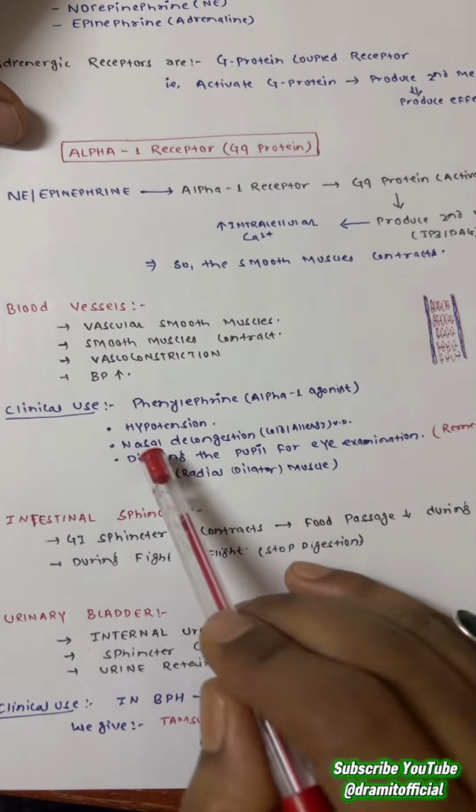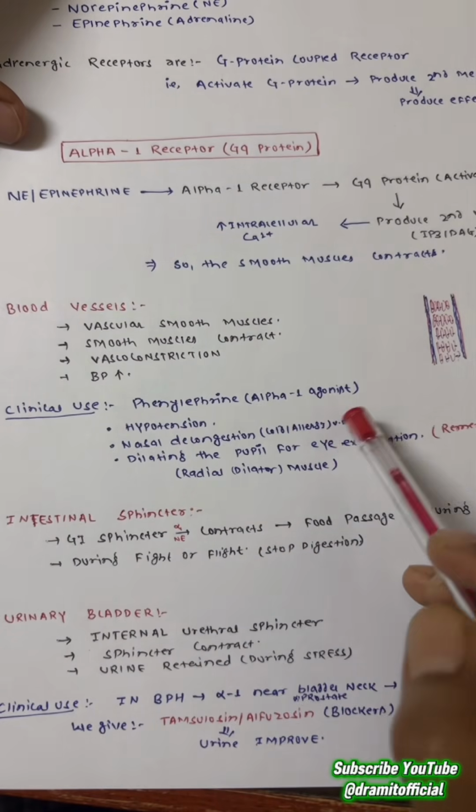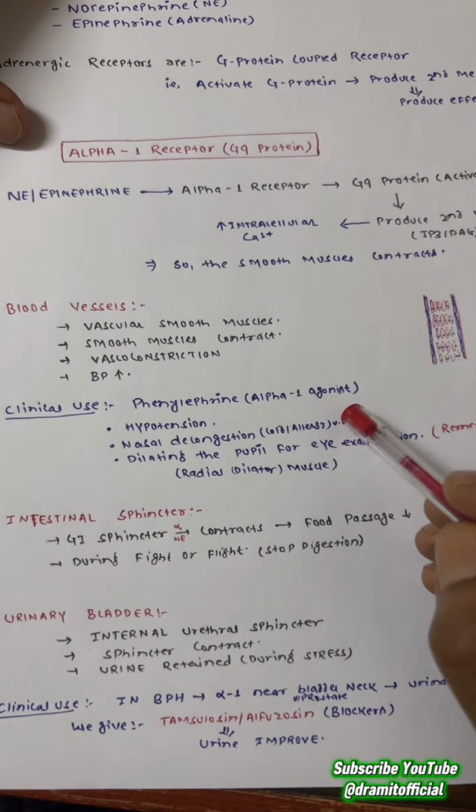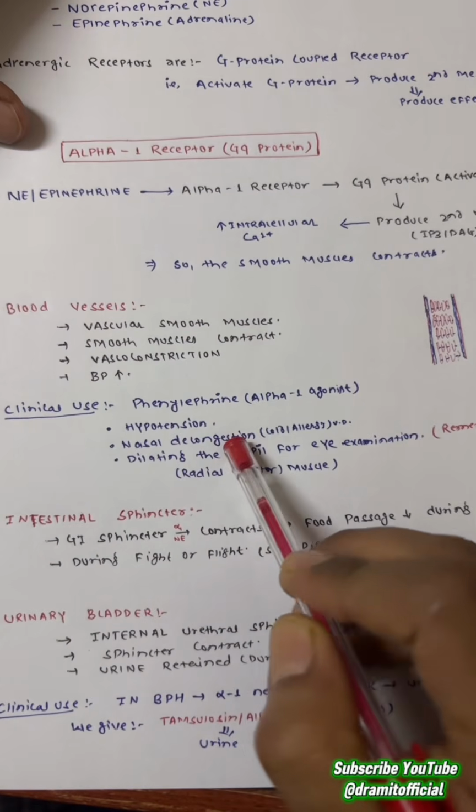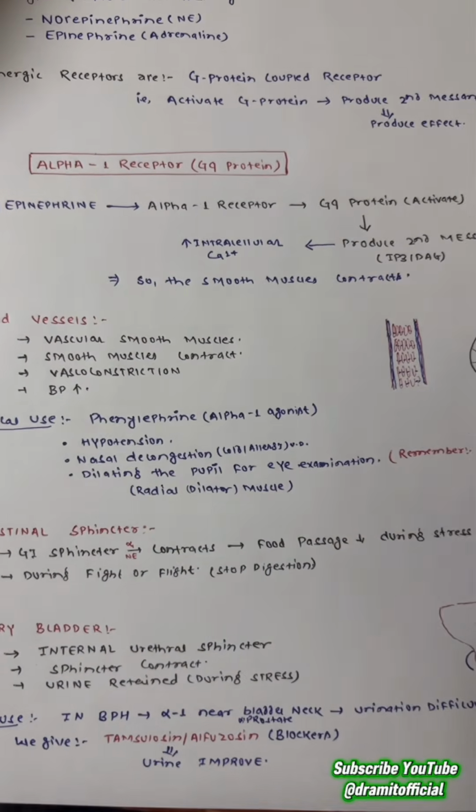In the same way, during cold or allergy, there is congestion of the nose of a patient, because of vasodilation of the blood vessels of the nose. So when we give nasal decongestants, those nasal decongestants also work on the blood vessels of the nose.